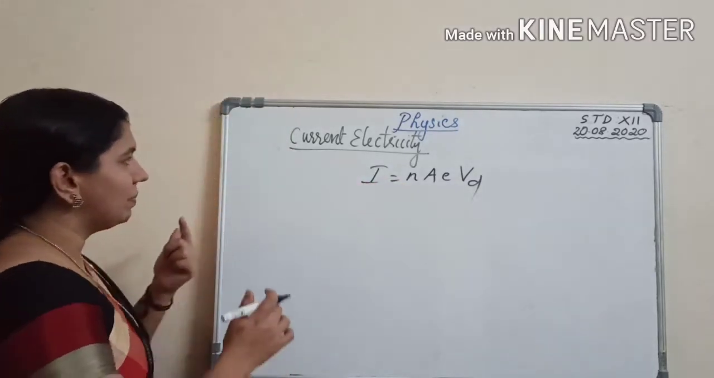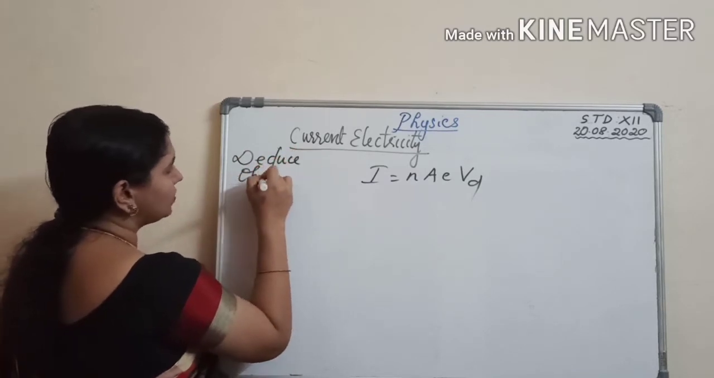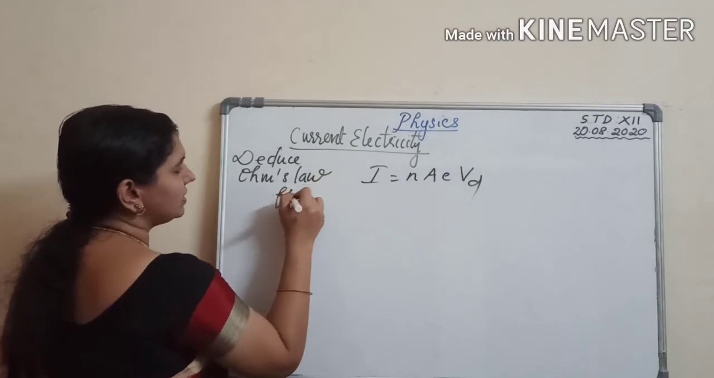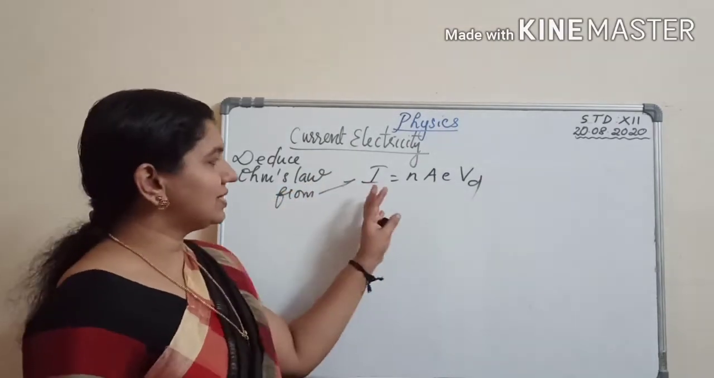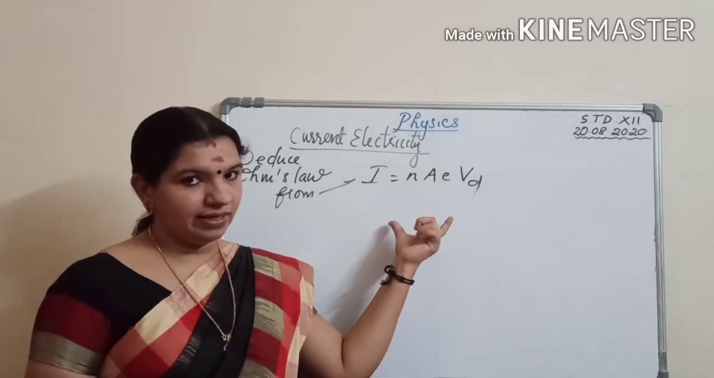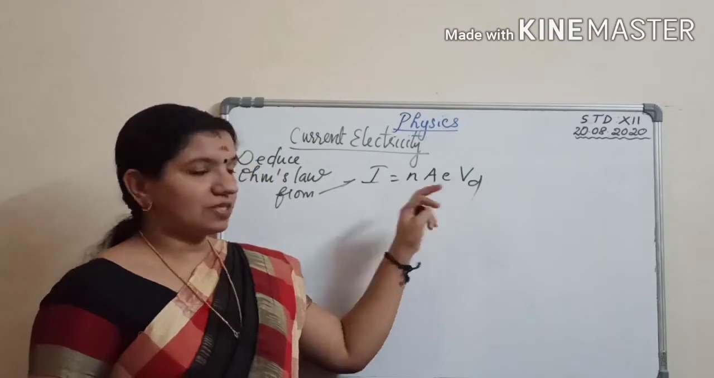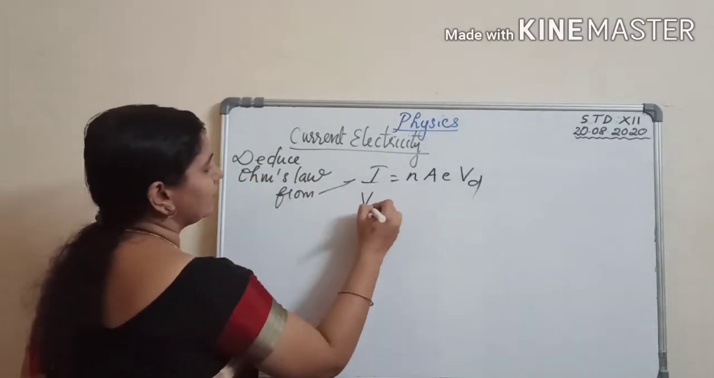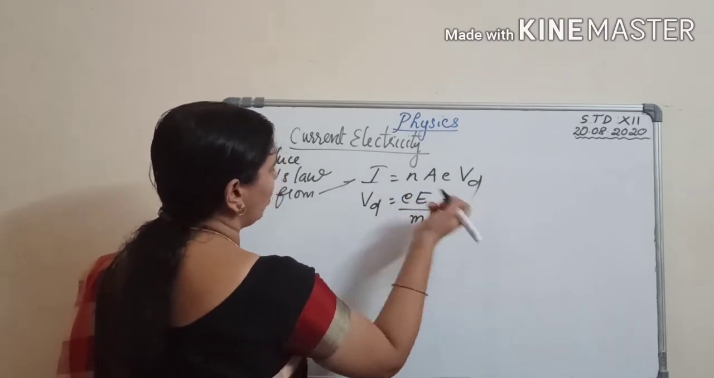So your question will be like this: deduce Ohm's law from this expression. Clear? So first we will write the expression for current, that is I equal to NAEVD. Now you know the expression for drift velocity, which is given by Vd equal to what? Vd equal to eE by m into tau.